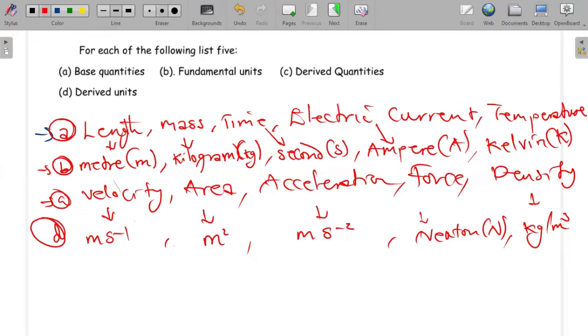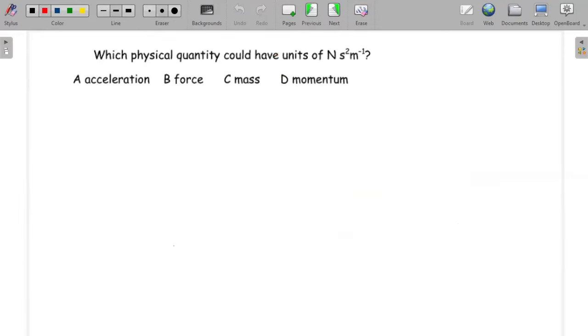We've listed five base quantities, fundamental units, derived quantities, but also derived units, meaning we can go to the next question, which is saying which physical quantity could have units N s squared meter to the power minus 1, which is N s squared per meter. We are reminding ourselves that when you see a capital N, this is representing a Newton. Now, what are we going to do in order for us to solve this question?